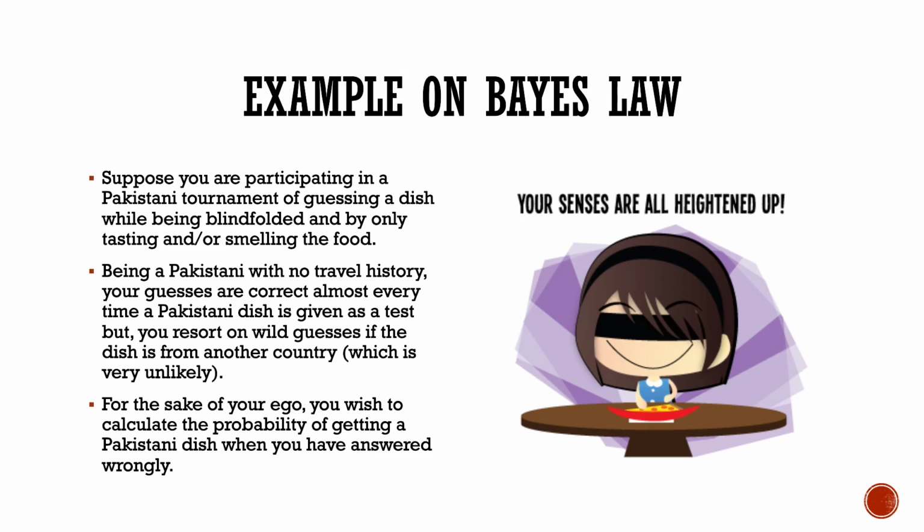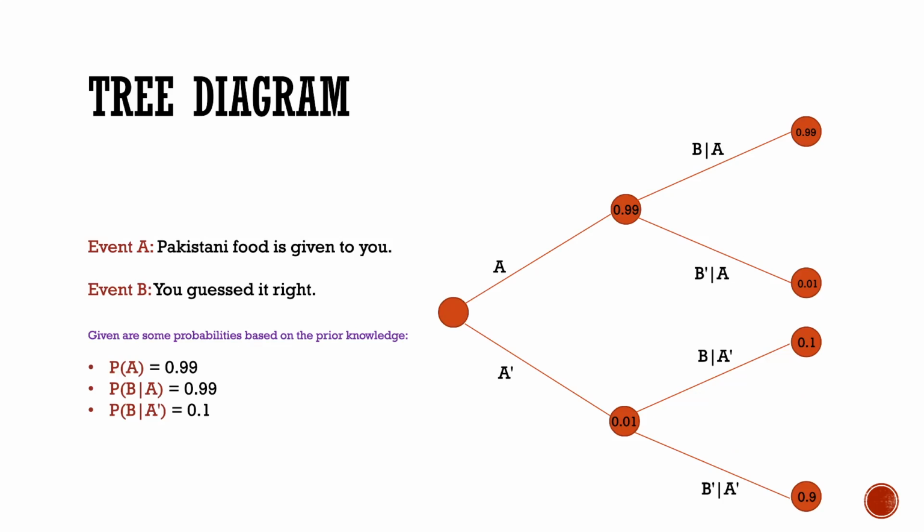and try to predict the probability of the humiliation you might get if you wrongly guess a Pakistani dish, because you claim that you have a very good chance of predicting the dish in the first place. If we narrow it down into certain events, we can get this tree diagram. We are given severely high probability of getting a Pakistani dish in the first place, because this is a Pakistani tournament, so there's a very unlikely chance that you'll get a foreign dish. So there's a high chance of getting a Pakistani dish, which is event A, and event B is that you guess the dish rightly.